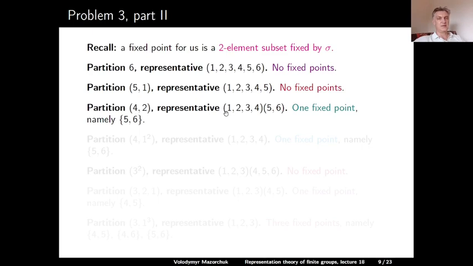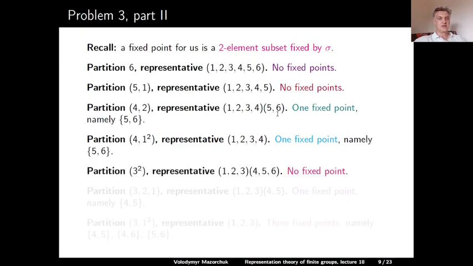The next one is the partition 4, 2. And the representative is a product of the cycle (1 2 3 4) and the cycle (5 6). Here we have one fixed point, namely {5, 6}. The next one is the partition 4, 1, 1. The representative is a 4-cycle (1 2 3 4). And again we have one fixed point, namely {5, 6}. The next partition is 3, 3. The representative is (1 2 3) times (4 5 6), the product of two 3-cycles. And there are no fixed points.